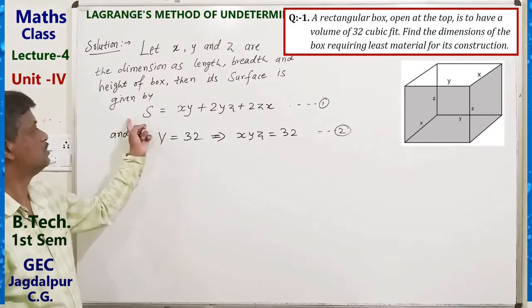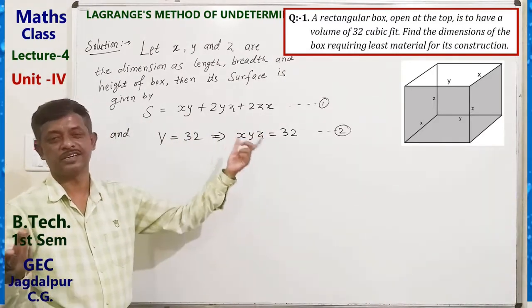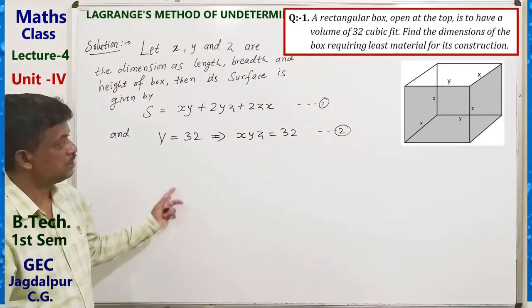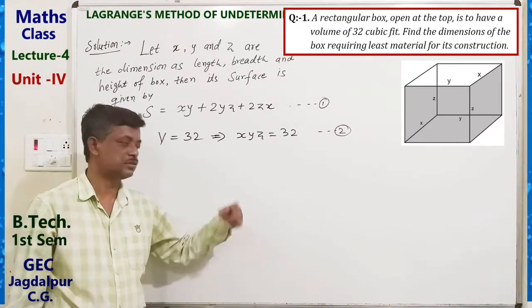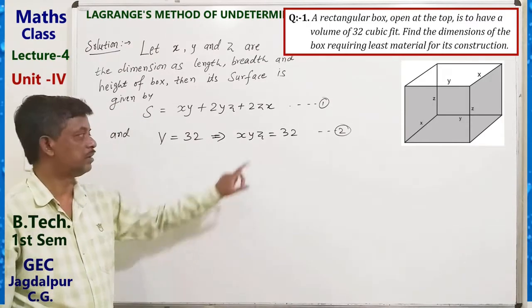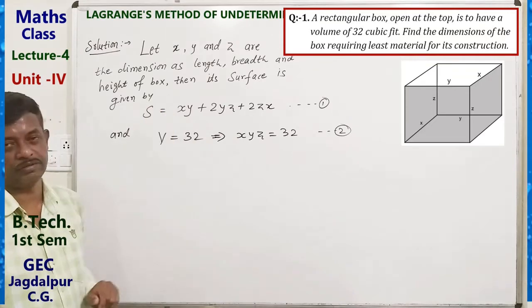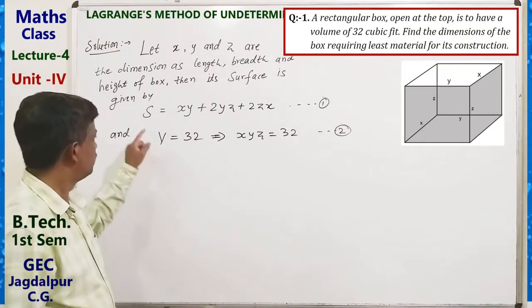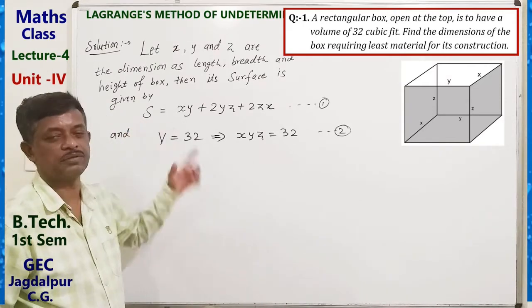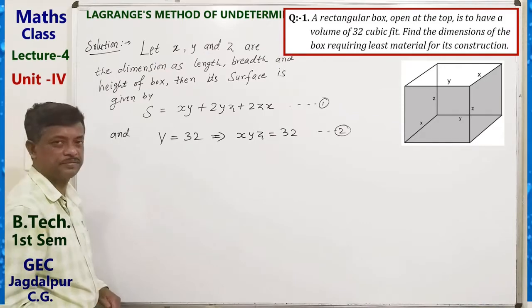Now here S is a function of x, y, z, and x, y, z are connected by this relation. So a single relation is there, so we can solve by Lagrange's method here, and also by converting it into a function of 2 variables, because we have to minimize the surface area for construction, the least surface.